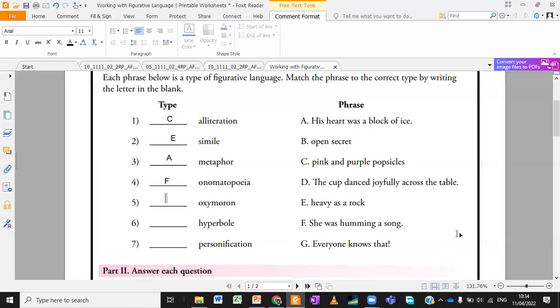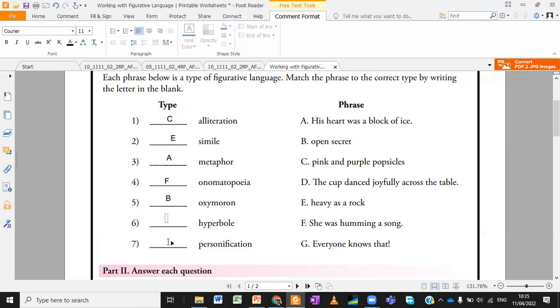Good. Oxymoron. Two opposite words placed side by side. Open secret. Open secret, which is B, correct? Number 6, hyperbole. F, which... D. Wait, no. E.